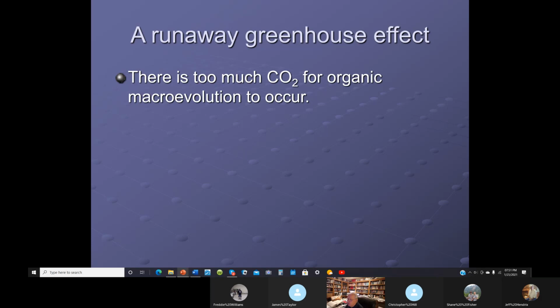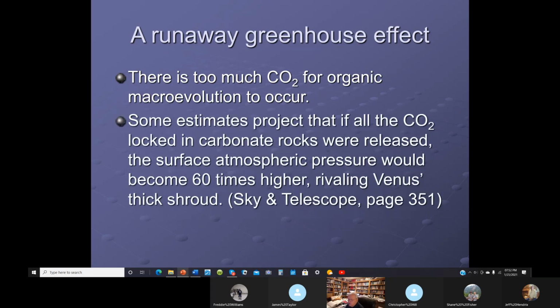There's too much CO2 for organic microevolution to occur if we have a runaway greenhouse effect. It gets too hot. Some estimates project that if all the CO2 locked in the carbonate rocks were released, the surface atmospheric pressure would become 60 times higher, rivaling Venus's thick shroud, according to Sky and Telescope. This is not a scholarly journal, but it is a journal that does publish a lot of material. Okay. Any questions? So we have a problem. The atheist has a problem if he gets all that carbon dioxide and it gets too hot.